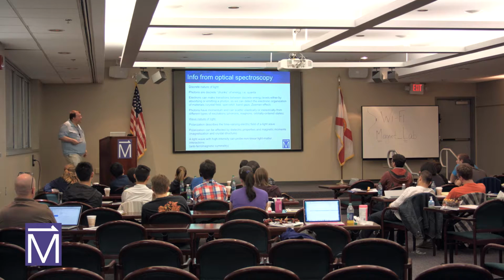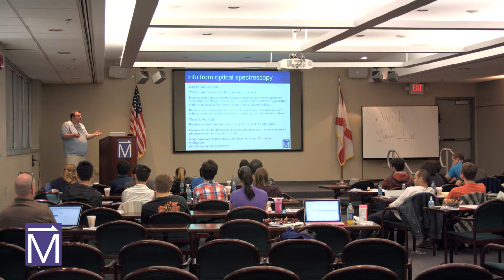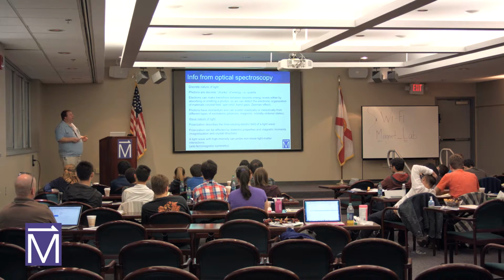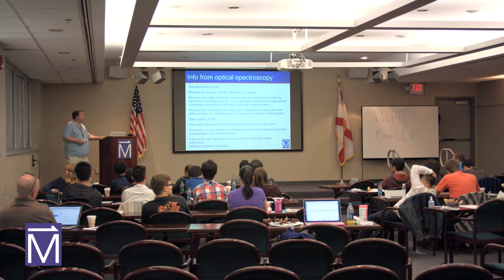What types of information can we get from doing optical spectroscopy? Well, remember I said in this wavelength region, you're tuned to essentially the chemistry, right? The physics of what's going on in the outer shell electrons in many materials, especially in terms of life functions.